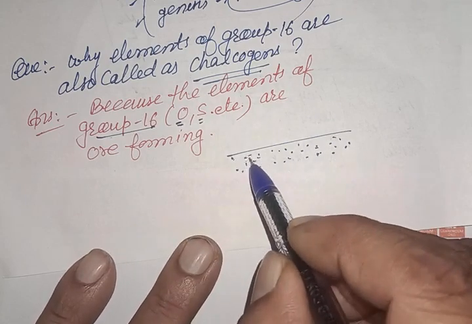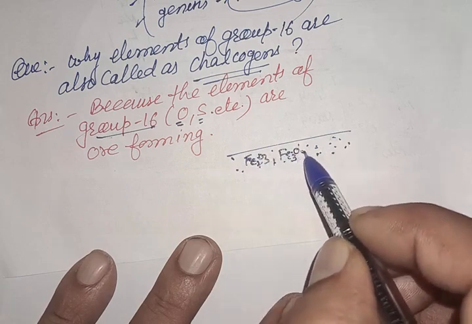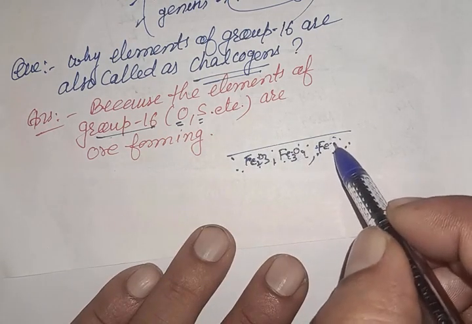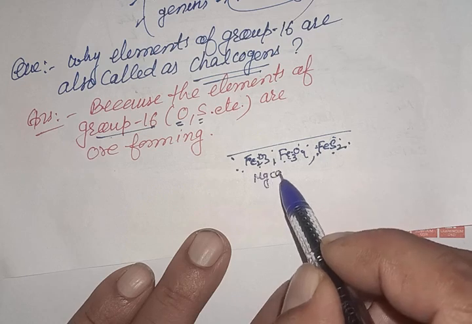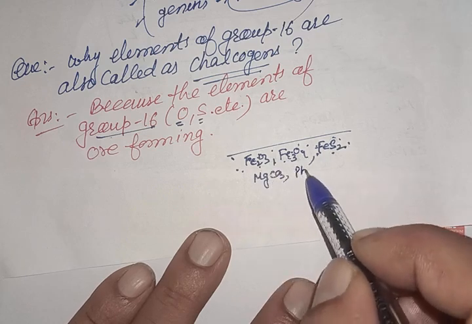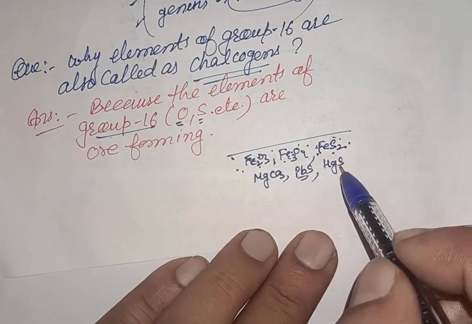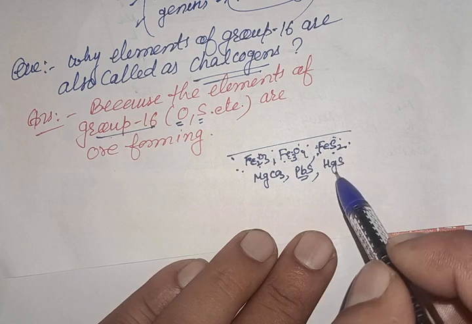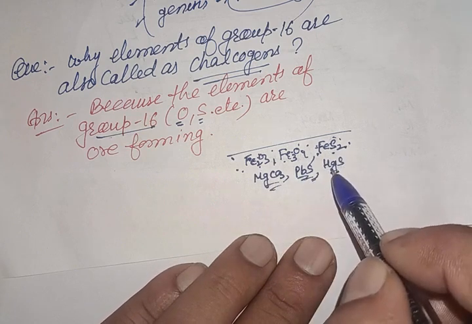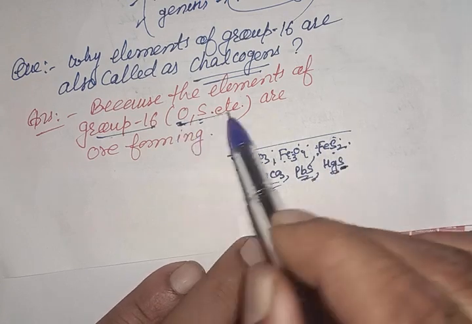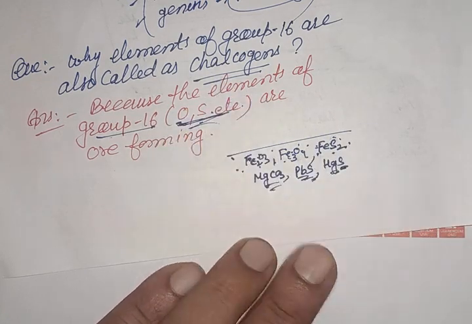Like iron is present in the form of Fe2O3 and Fe3O4. Similarly, it is also present in the form of FeS2. Magnesium is present as magnesium carbonate, lead is present as PbS, mercury is present as HgS. So we can extract a metal from the soil of the earth's crust, and these elements of group number 16 are attached with the metals. That's why these are also called ore forming.